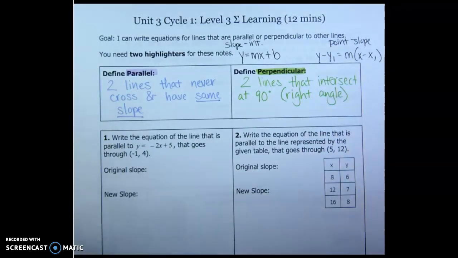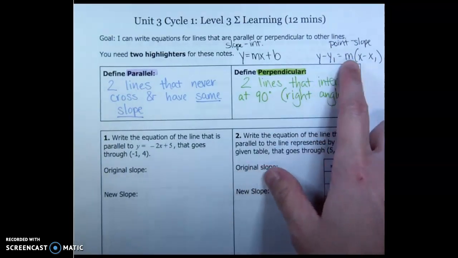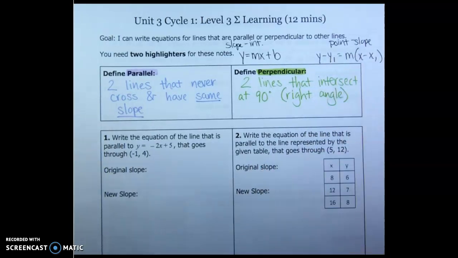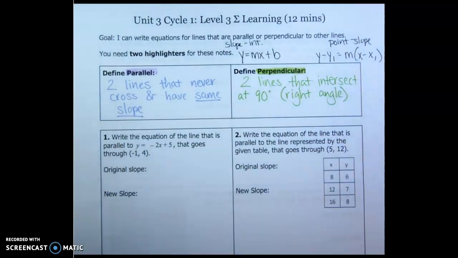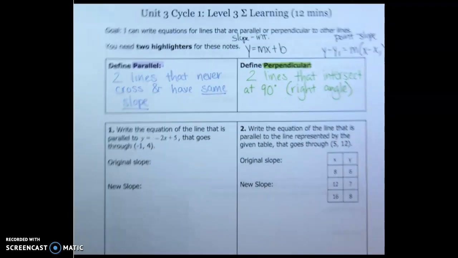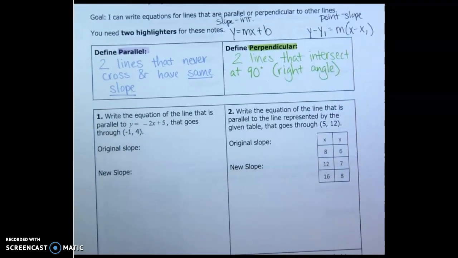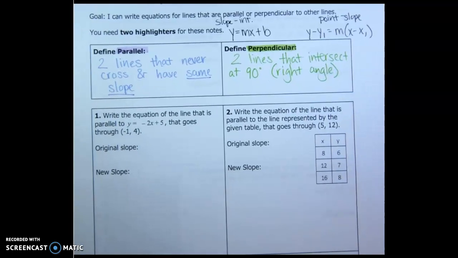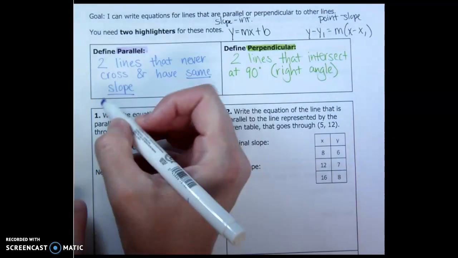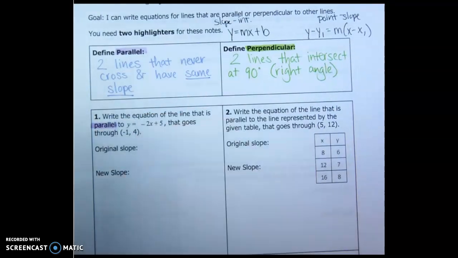So we use point-slope form when we know our slope and we're given a point, and we need to find the slope-intercept form of the line. So we don't know what the y-intercept is. Okay, back to example 1. Write the equation of the line that is parallel to y equals negative 2x plus 5 that goes through negative 1, 4. So since it's parallel, I'm going to highlight that.